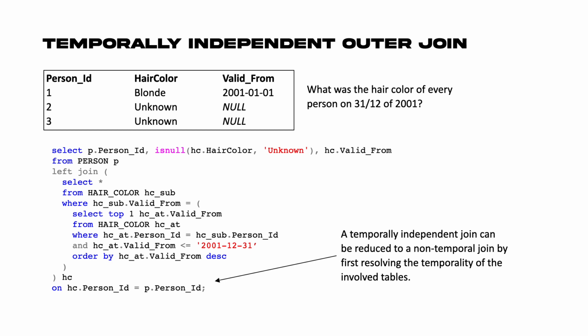So in order to produce this output, we do exactly the same thing, but we just switch from an inner join to an outer left join. So again, we sort of resolve the temporality first, and then we do a join, an equijoin on the actual key.